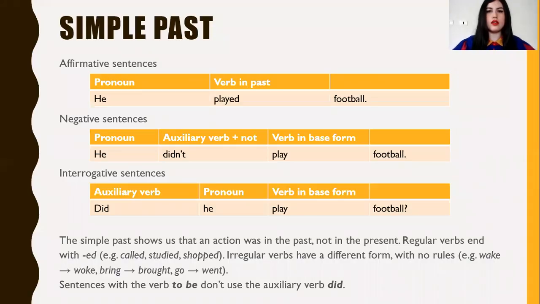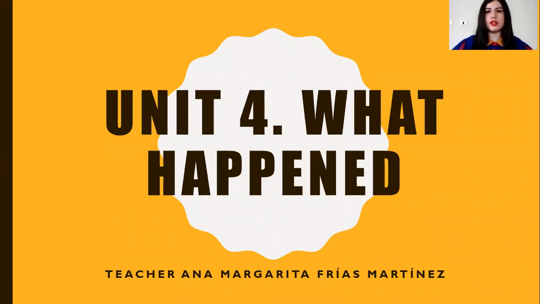So we're going to be talking about tenses that we can use in the past and also about the oral exam. Okay, so first I'm going to put the presentation. The unit's topic is what happened. Well, that's a title. And as I told you before, we're going to be talking about the different tenses that we can use when we're talking about the past.